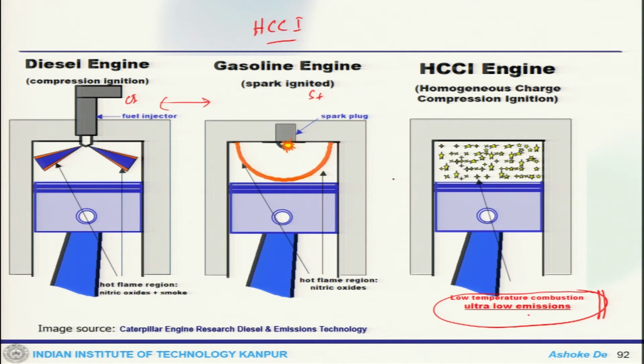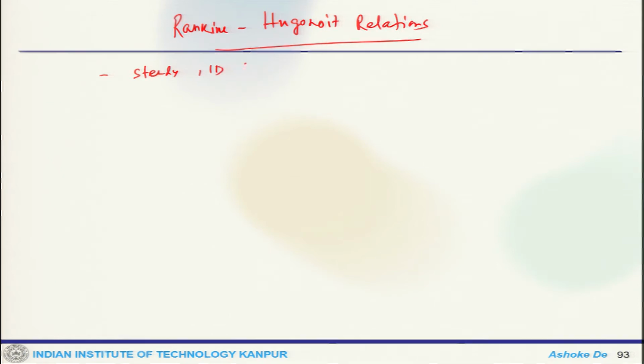Now, another area that comes under the basics that we will discuss before we move to turbulence. So, that is the Rankine-Hugoniot relation. So, that is what we do. Now, this is for steady 1D flow of combustible gas which burns to completion.